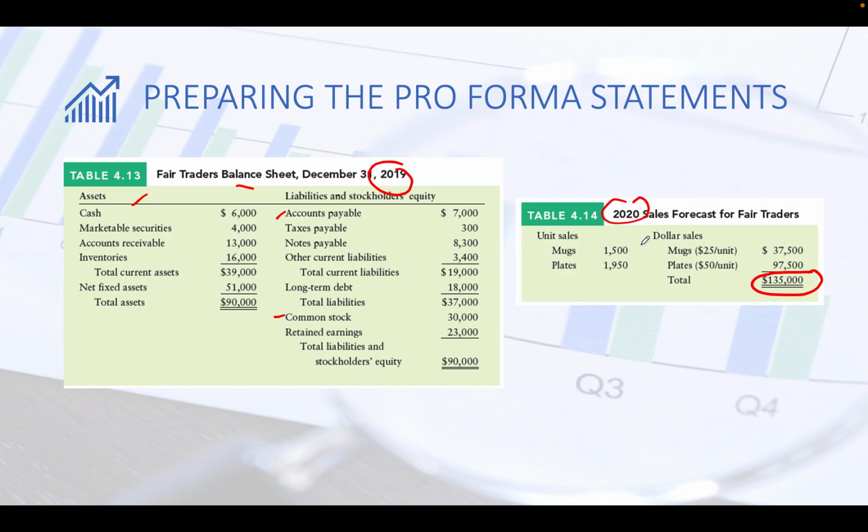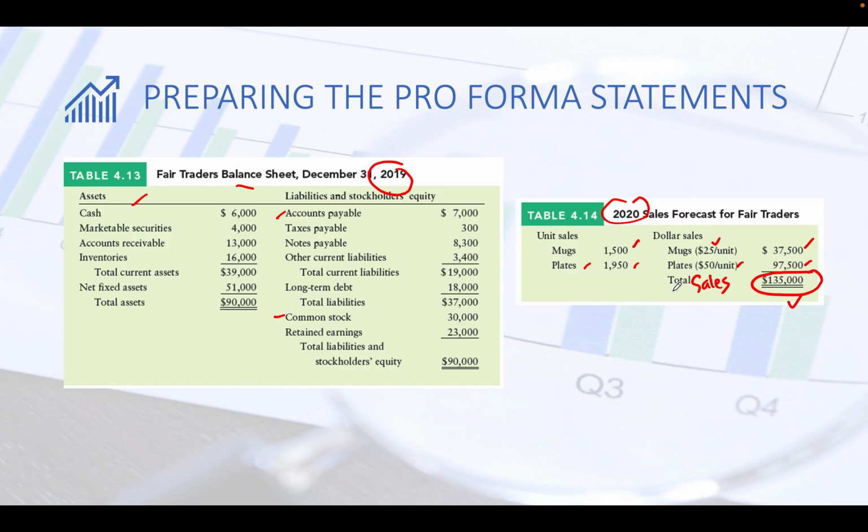Pada tahun 2020 dia expect mugs ni dijual 1,500 unit, yang mana dia menjual 25 per unit. So total up is 37,500 USD. Whereby plates dijual sebanyak 1,950 units, where each unit costs 50,000. So the total is 97,500. When you total up, it gets 135,000 of sales, total sales.